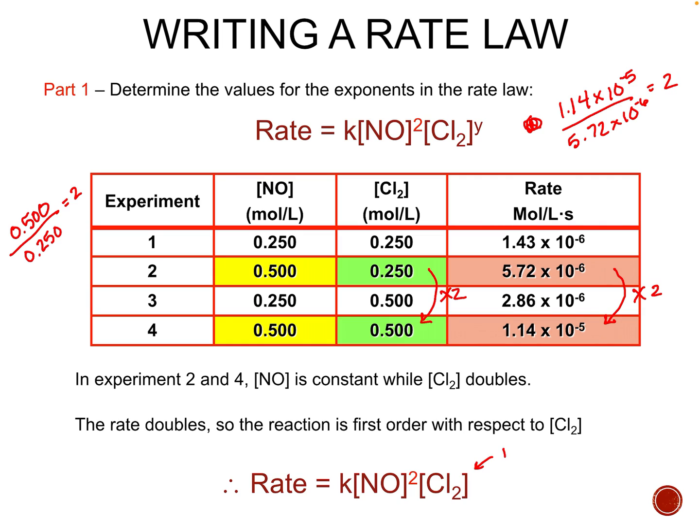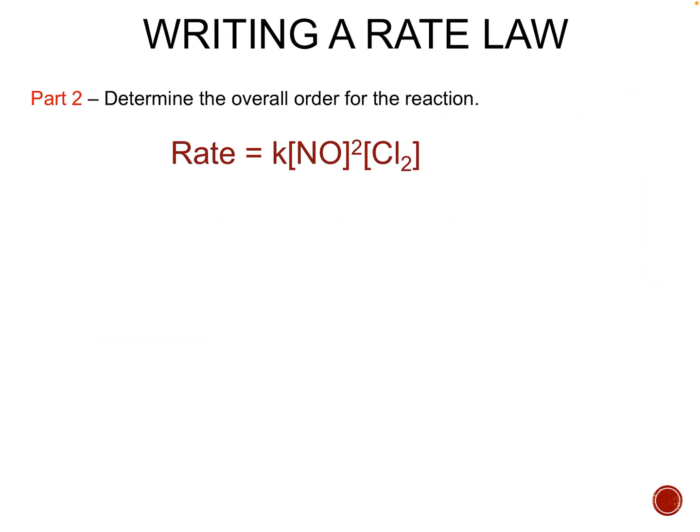So rate is equal to K times nitrogen monoxide squared, because it's second order with respect to nitrogen monoxide, and chlorine just to the 1. Also, I forgot to say this. If you don't know this from math, these 3 dots here just mean therefore. It's just shorthand. So if you keep seeing these 3 dots and wonder what they are, that just means therefore.